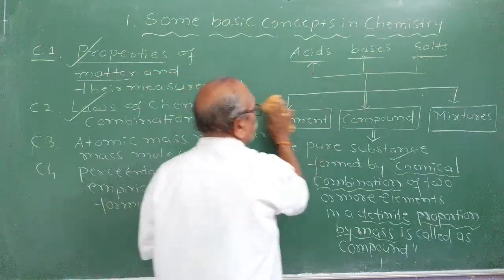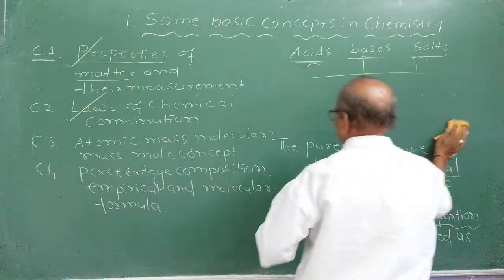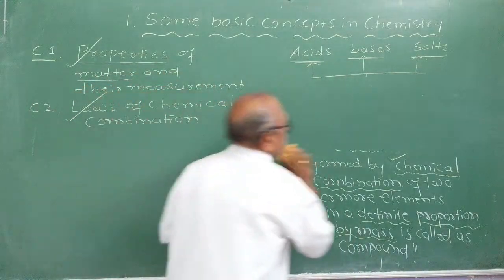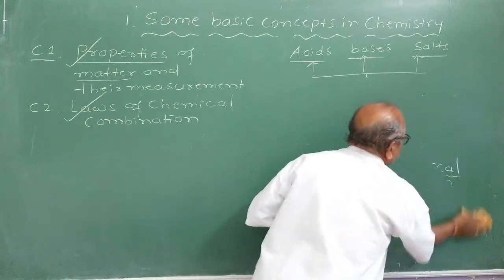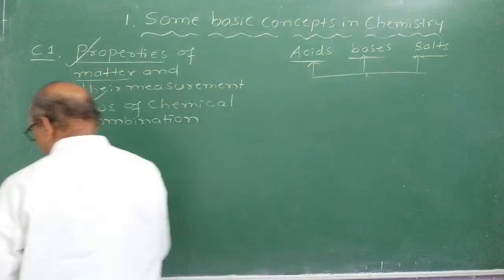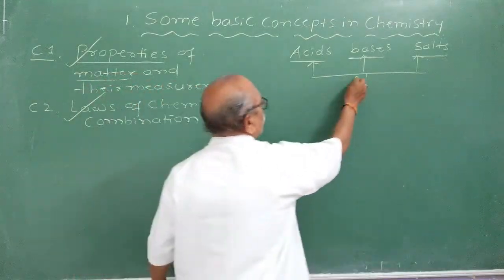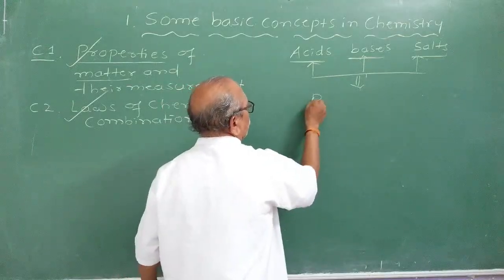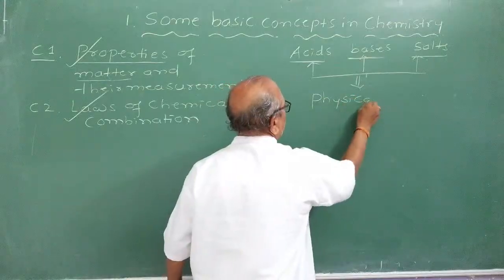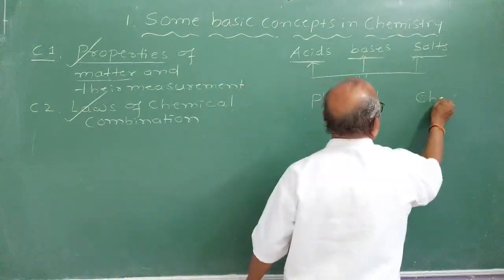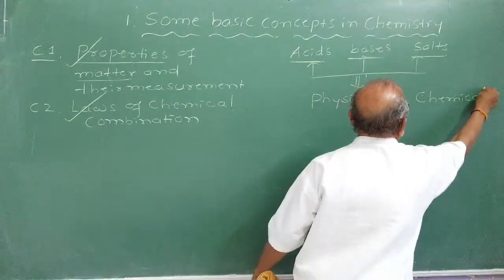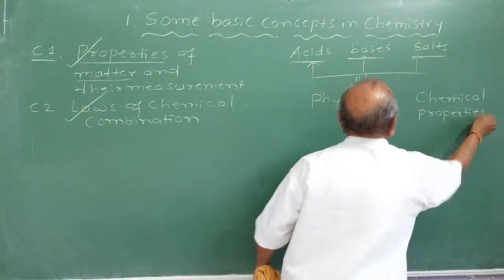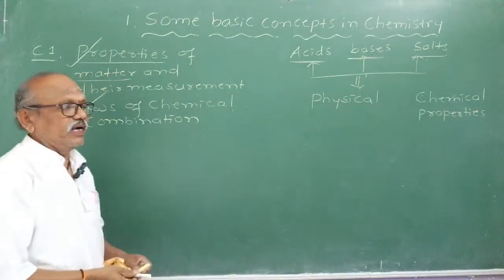Like any compound you take, maybe acid or maybe base or maybe salt, they will have certain two properties. What are the two properties of a particular matter? Matter means compound, maybe element, compound or mixture, will have physical properties and chemical properties. What is the difference between them? Two types of properties will be there for any matter or any substance.